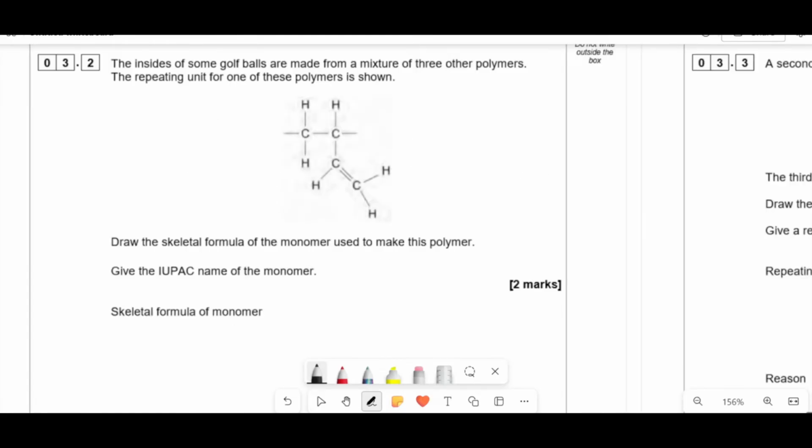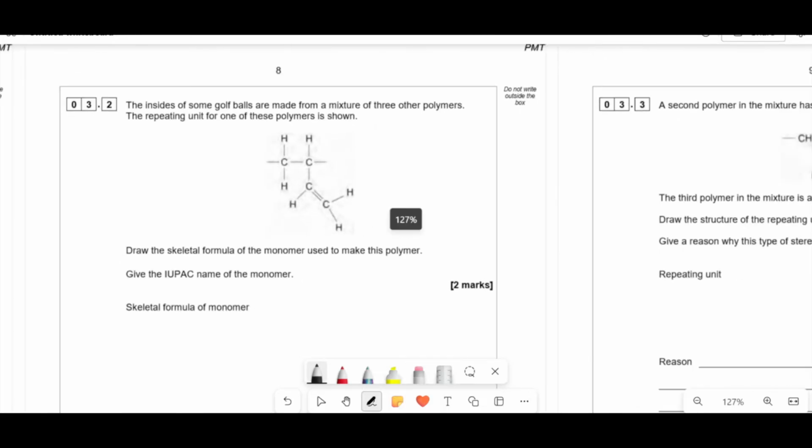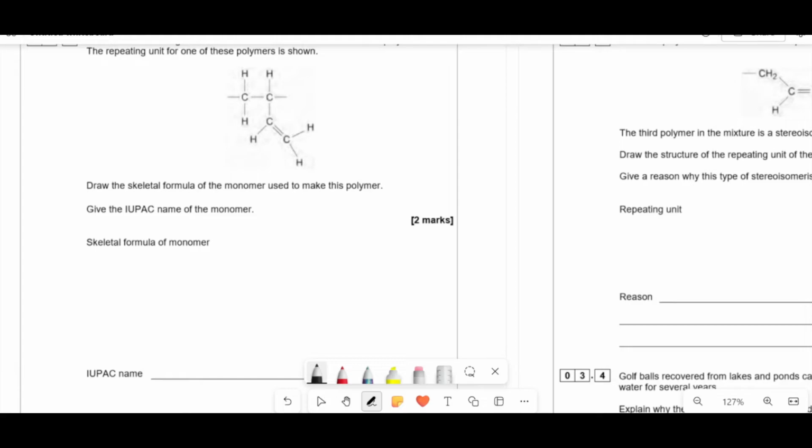Now, the insides of some golf balls are made from a mixture of 3 other polymers. The repeating unit for one of these is shown. Draw the skeletal formula of the monomer that made this polymer and give the formula. So you're not drawing the repeating unit. They want you to know what this came from originally. So they want the skeletal formula. The original formula of this thing would have been that, and these gone here like this. So we need to draw it skeletally.